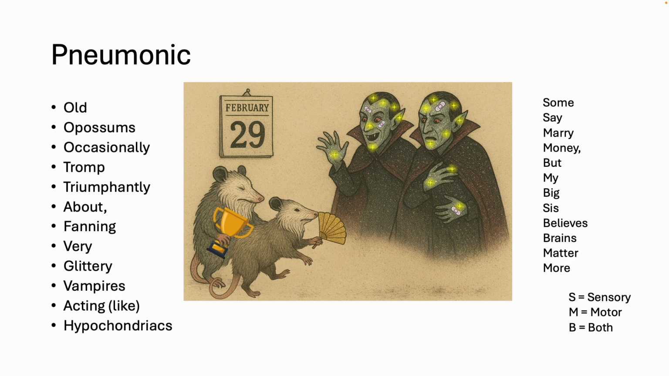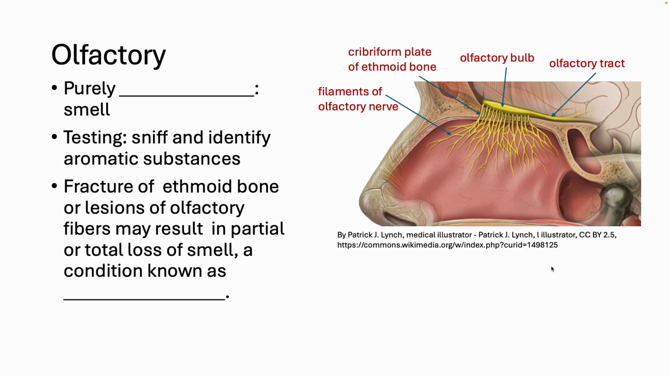All right, so let's get into what the different cranial nerves actually do. So let's start with the olfactory nerve. So this is purely sensory. It's going to be involved in smell. To test it, you could sniff and identify different aromatic substances. Fracture of the ethmoid bone or lesions of olfactory fibers may result in anosmia, which is going to be the absence of smell.